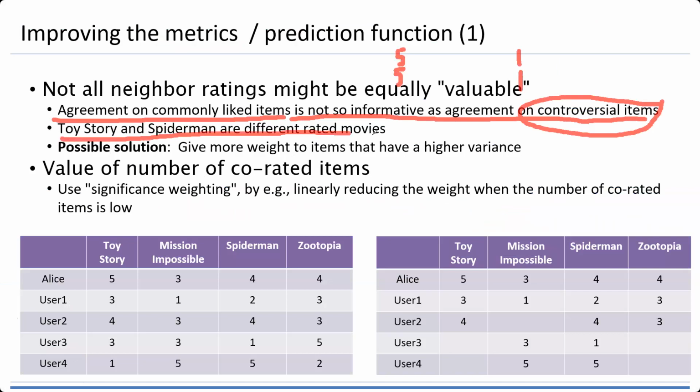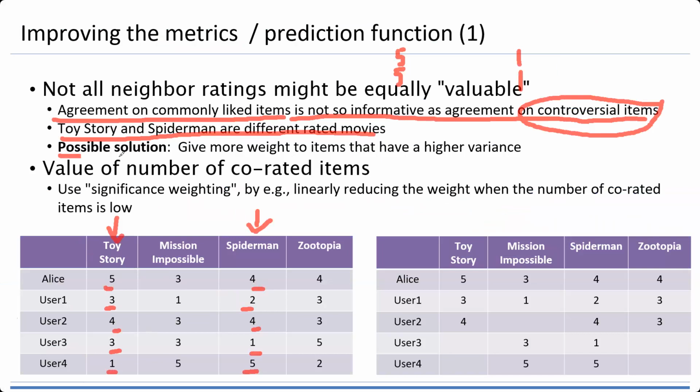For example, in this case, the Toy Story and Spider-Man are differently rated movies. Maybe this is the Toy Story, and this is the Spider-Man. We can see 5 and 4, 3 and 2, 4 and 4, 3 and 1, 1 and 5. So it is controversial.